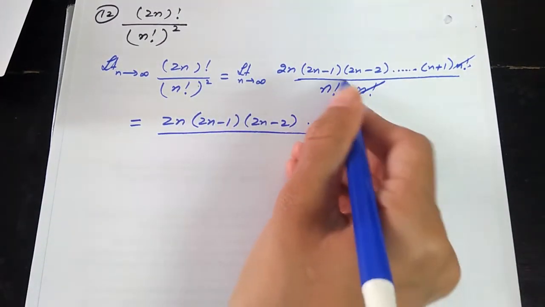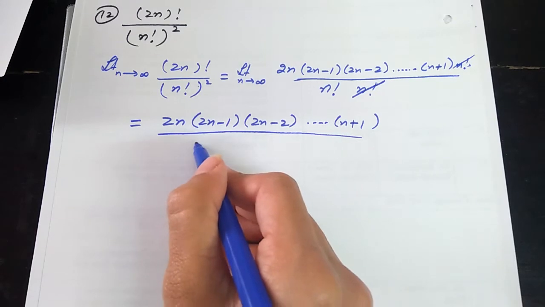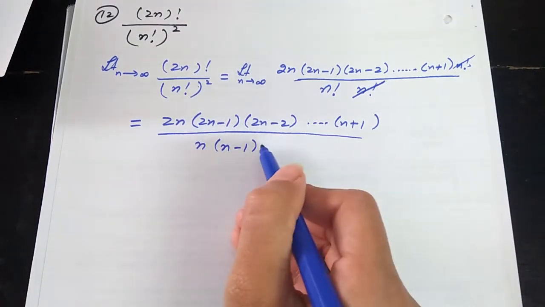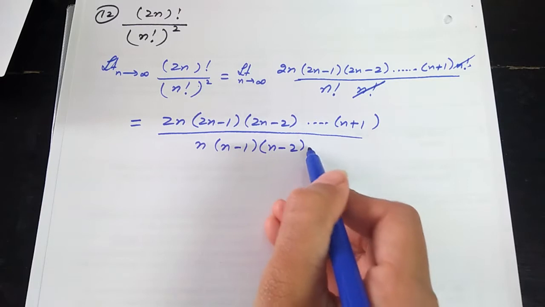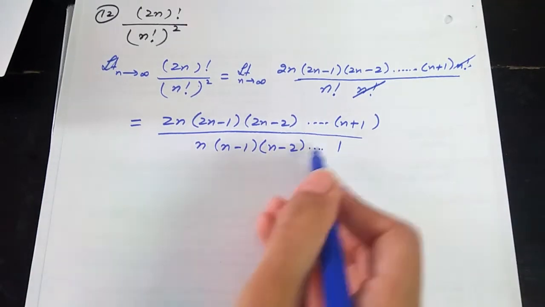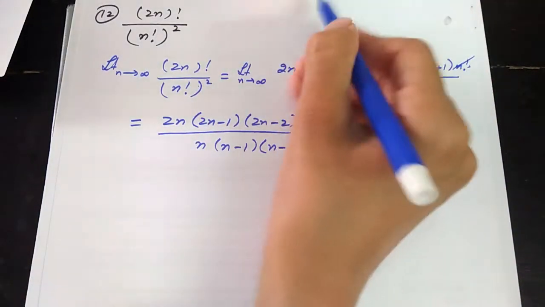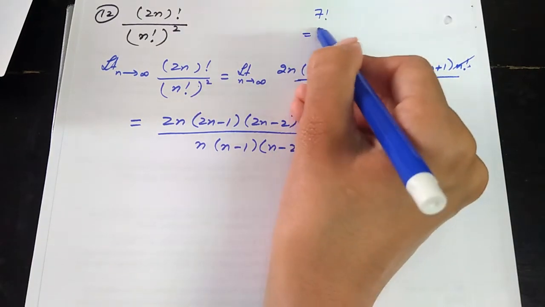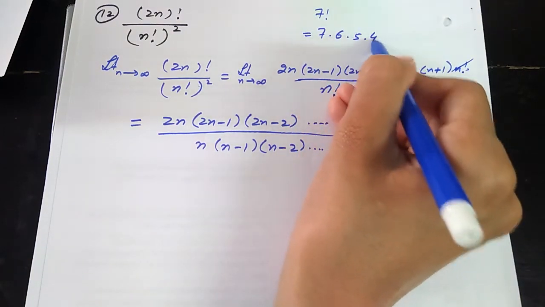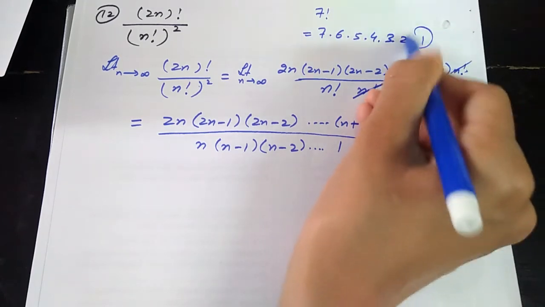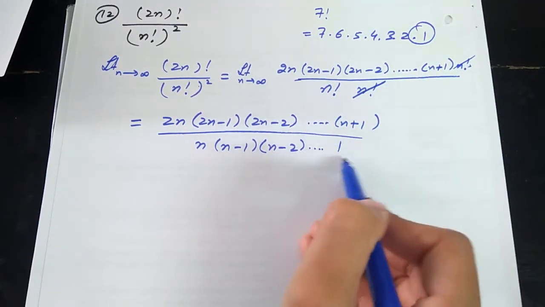And here this n factorial can be opened as n into n minus 1 into n minus 2 and so on up to 1, up till we get the 1. We know that if we open the 7 factorial, it will be 7 into 6 into 5 into 4 into 3 into 2 into 1. At the end we will get the 1. So it is 1 here.